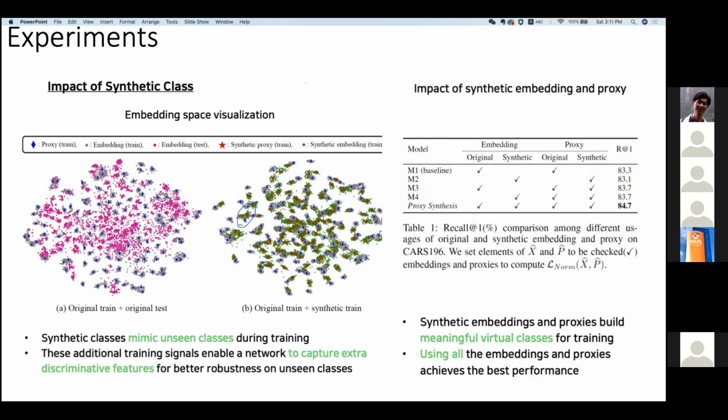Okay, so wait for a moment. I think it doesn't matter if the test embeddings are not clustered well, because the metric they care about is recall at one. So as long as the nearest neighbor has the same class, then it is a success. Okay, but for example here, can you see the annotation? For example, they are very close. Does it mean there are two classes here, but cannot distinguish them? Yeah. Cannot distinguish.